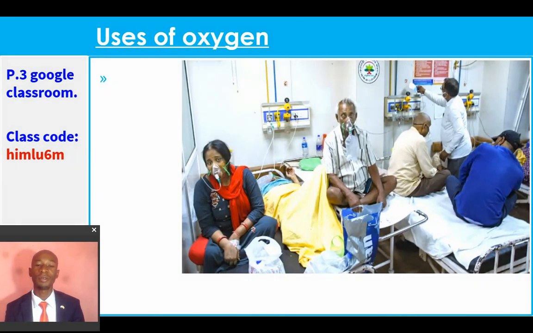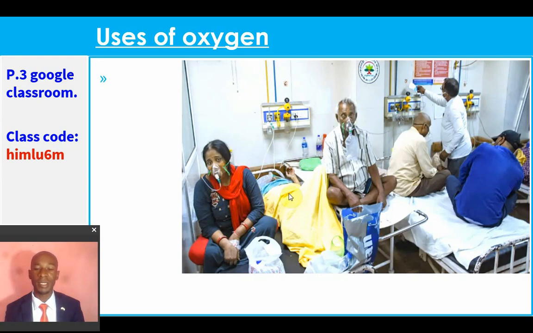Let us write uses of oxygen. We start now to talk about uses of air, and in particular we are starting with oxygen. As you can see in the picture here, this was taken from one of the hospitals in India during that time when the whole world was on tension, in fears, because people were dying due to the global pandemic of COVID-19.